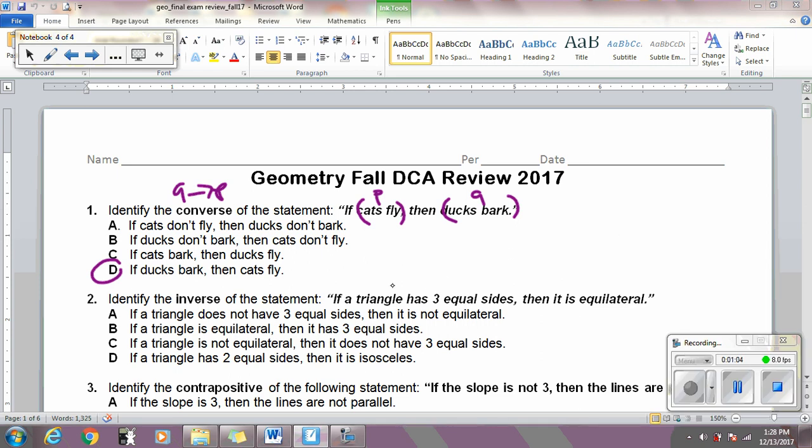Number 2 wants us to write an inverse. So for an inverse, we do not P, then not Q. So in this situation, P is a triangle has 3 sides. Q is it is equilateral. So we need to add not next to both verbs. So the correct answer would be A. If a triangle does not have 3 equal sides, then it is not equilateral.